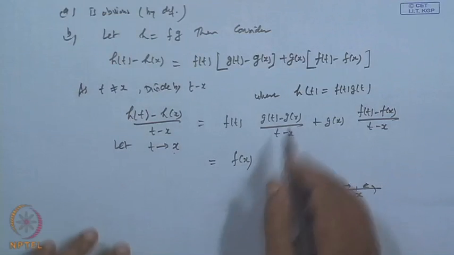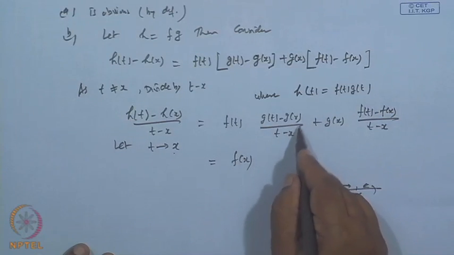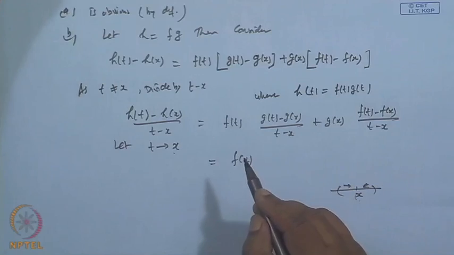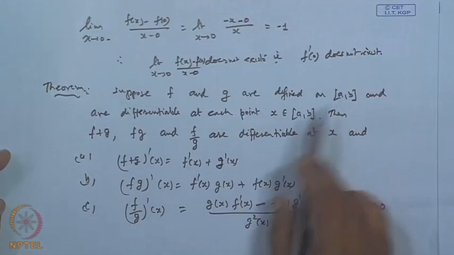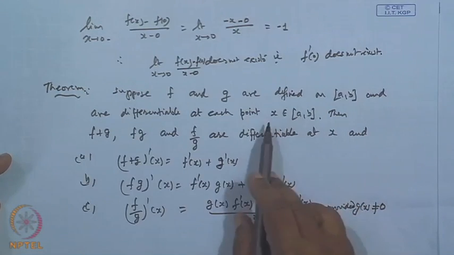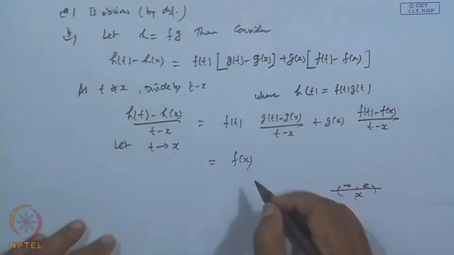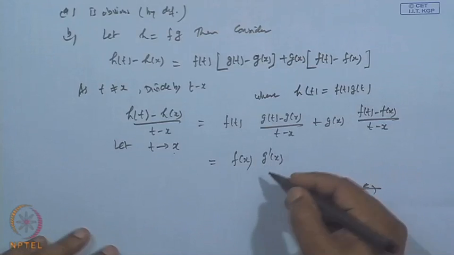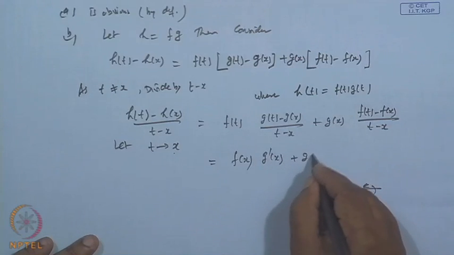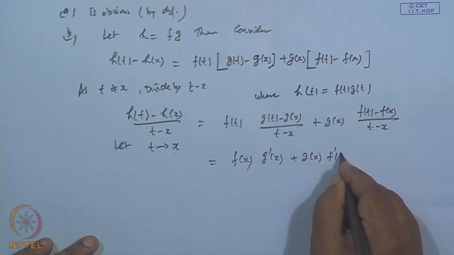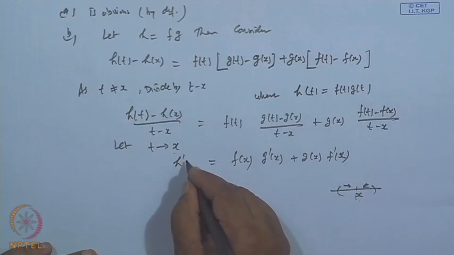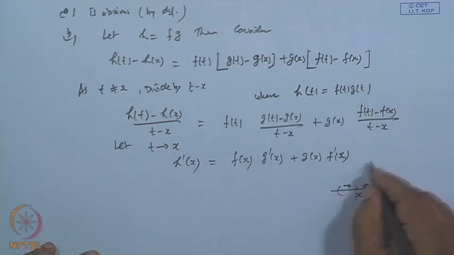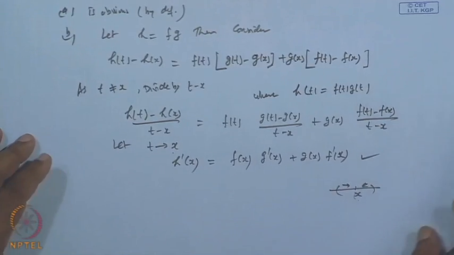And this ratio, g(t) minus g(x) over t minus x, it is also given that the function g is a differentiable function at any point. So, at an arbitrary point x, it is differentiable. So, this limit will be equal to g prime x, and this will be f prime x, and this will give the derivative of the function at a point x. So, this proves the B part.